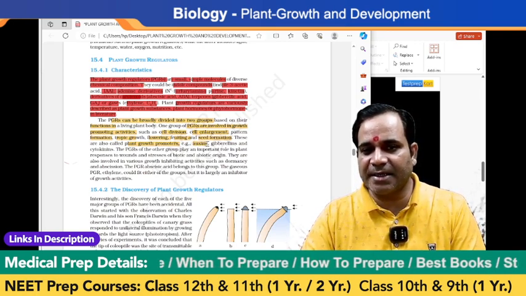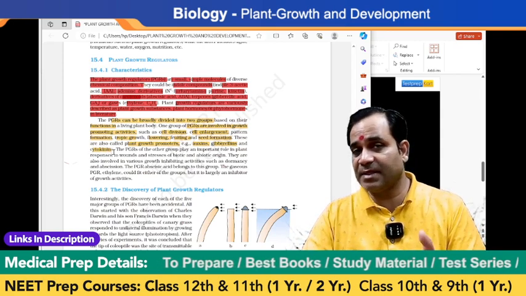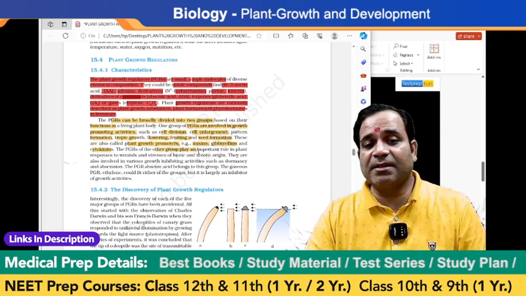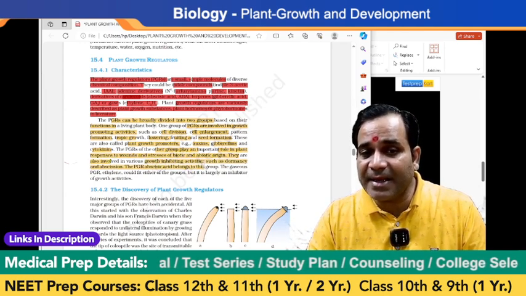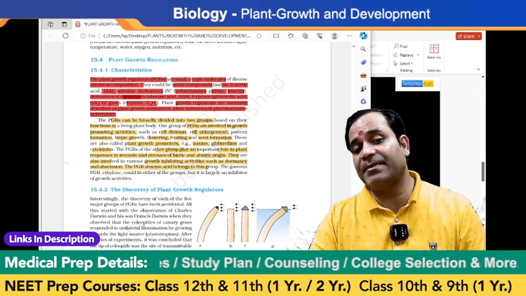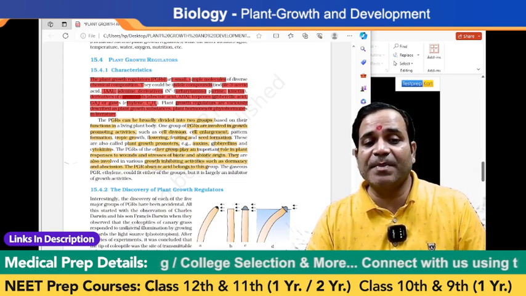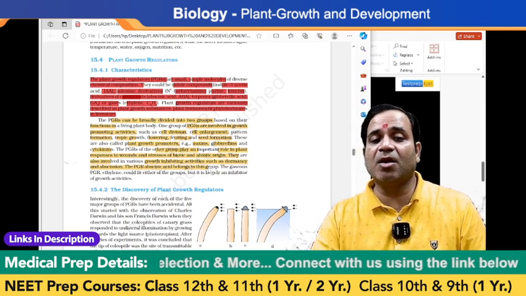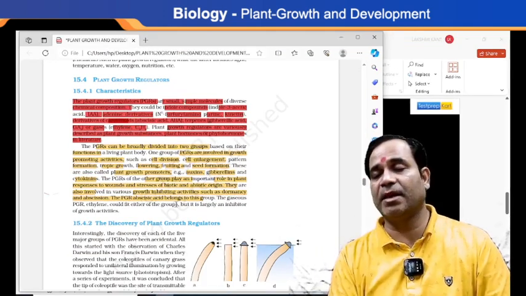Here are the examples: auxin, gibberellin, and cytokinin. Now the PGRs, the other group, also play an important role in plants, being involved in various growth inhibiting activities. Growth inhibiting activities means things such as dormancy and abscission. So the PGR abscisic acid belongs to this group. So here, the PGR is a plant growth regulator hormone.